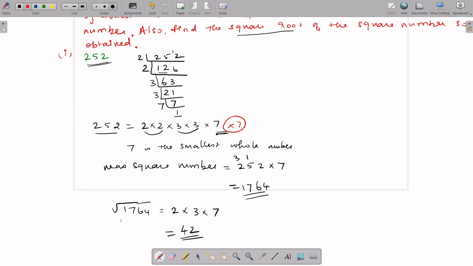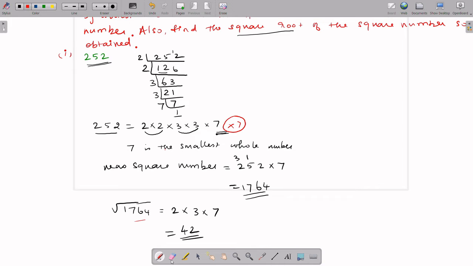When you're finding the square root, we have to factorize. Already we have the factorization for this. So use those numbers. For these 3 we have 1 and 3, and 7 is missing, no? We multiplied that only, so we get this. So that 7 you have to take. So 42 is our answer.